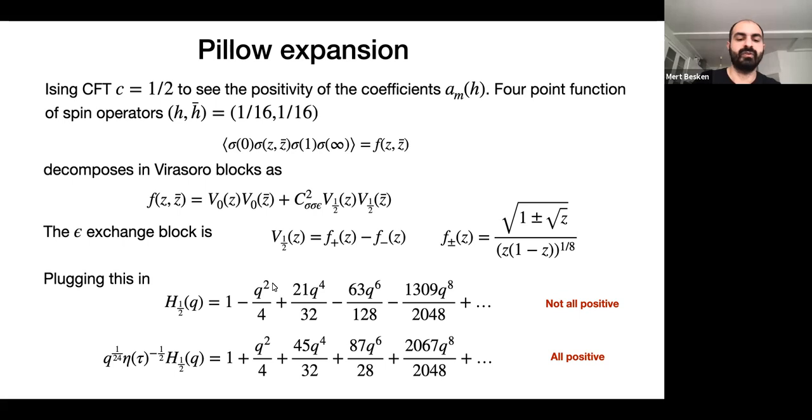This property persists for this pillow block. Also, it's again even powers. But as you see here, the H function is not necessarily all positive. There are negative guys, but this thing, the pillow block, as promised, has positive coefficients. So that was just an example to convince you what has positive coefficients.